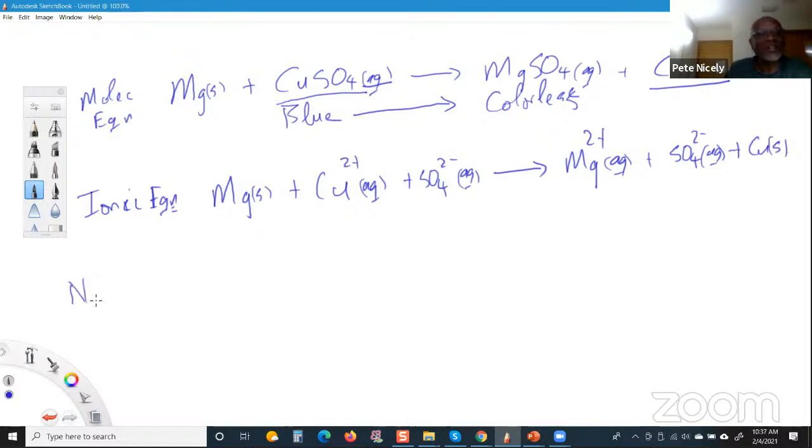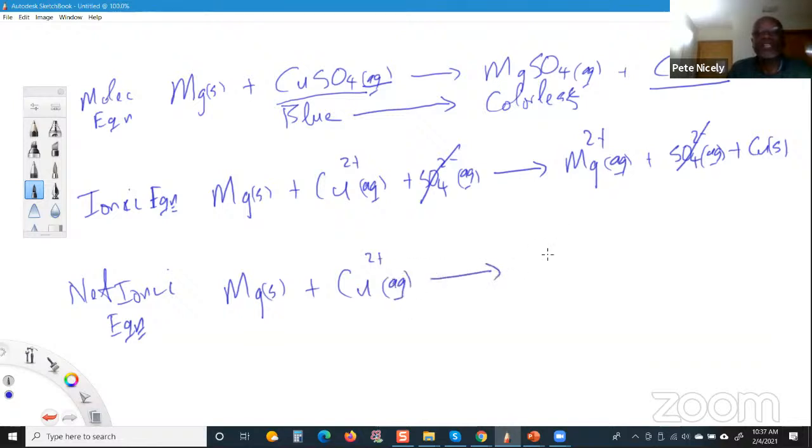To get the net ionic equation, just like we did before in the couple of examples we looked at, you look for the items that are common to both sides and cancel them out, which in this case would be the sulfate ions. So what you'll be left with is magnesium solid plus Cu2+ aqueous to give Mg2+ aqueous and Cu solid. Okay, so this would be the net ionic equation.